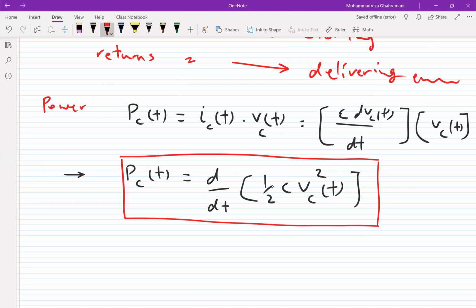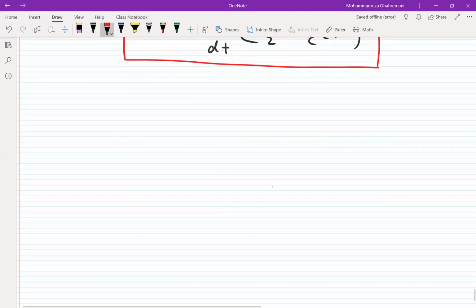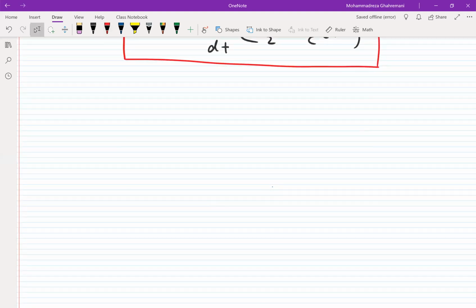Now we want to talk about the equivalent capacitance. What if we connect more than one capacitor in series or parallel? What is the equivalent capacitor? We know that for resistors, we can simply find the equivalent resistance by considering two rules. If resistors are in series, we just add the resistances, and if resistors are in parallel, we add the conductances. But what about the capacitors?